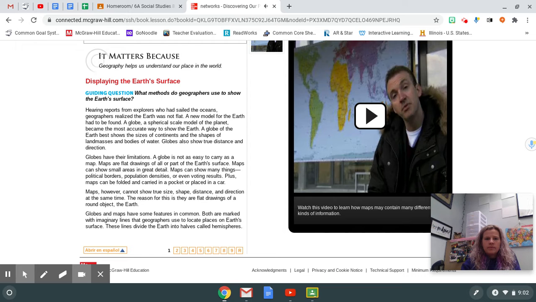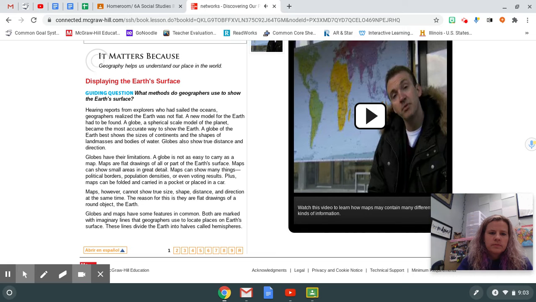A globe, a spherical scale model of the planet, became the most accurate way to show the Earth. A globe of the Earth best shows the sizes of continents and the shapes of land masses and bodies of water. Globes also show true distance and direction. Globes have their limitations. A globe is not as easy to carry as a map.